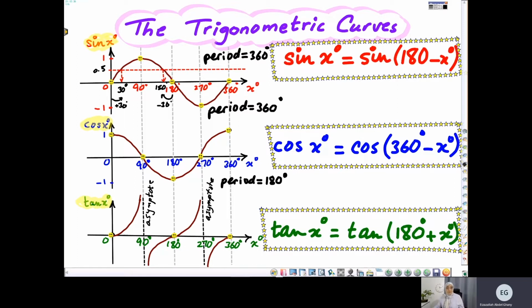How did I know? I used the calculator. So click shift sine 0.5. Shift sine 0.5 equals how much? 30 degrees.